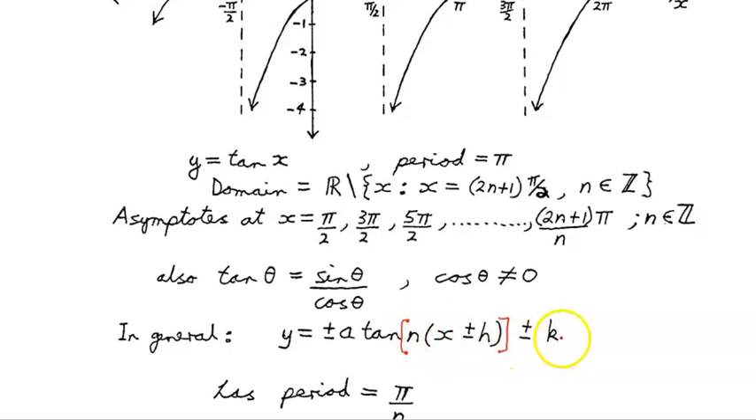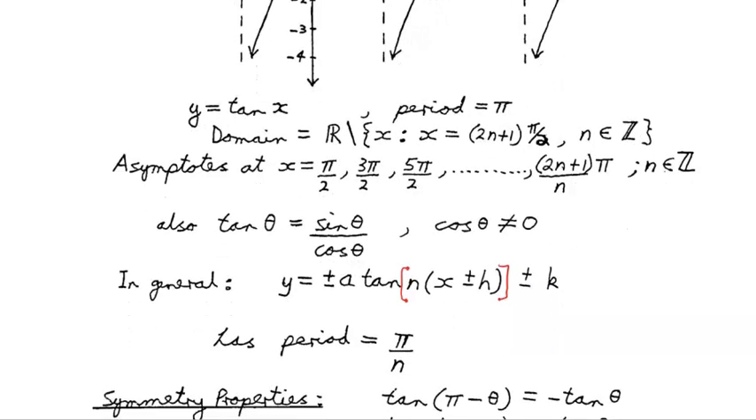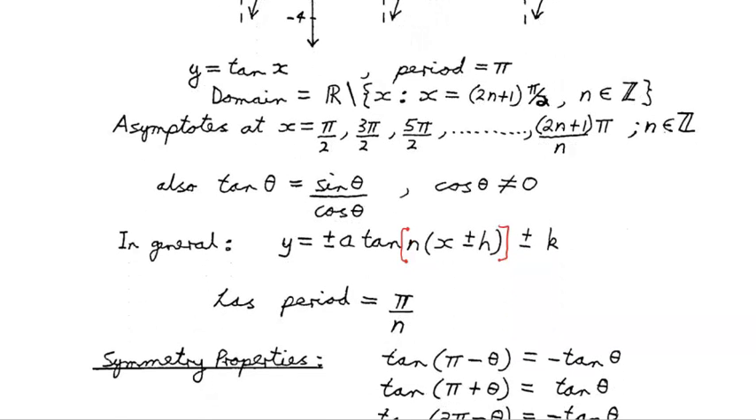Plus or minus k moves the graph up or down. Plus or minus h moves the graph right in the case of minus h, left in the case of plus h. n affects the period. It dilates it in the x direction by a factor of 1 on n. The a dilates it in the y direction by a factor of plus or minus a. All right, so it has a period of pi on n.